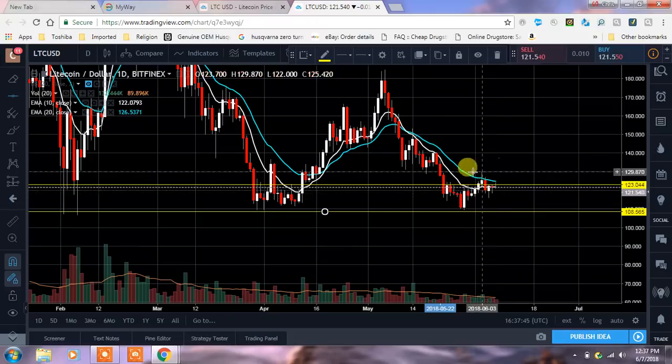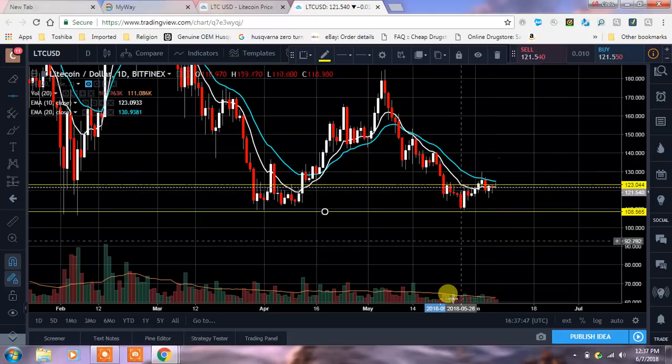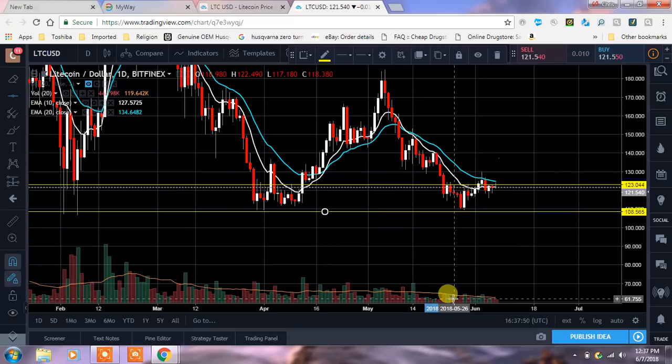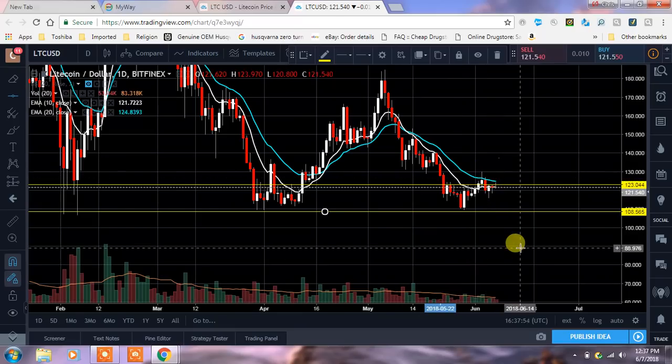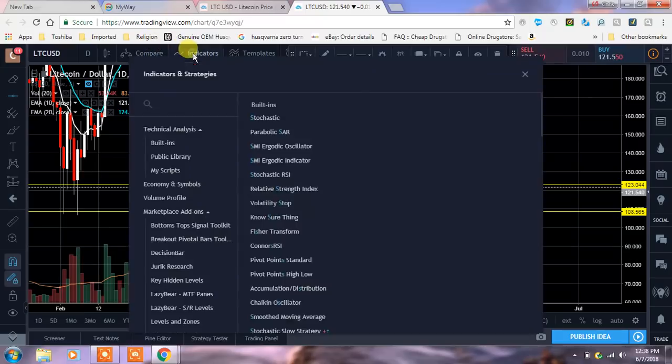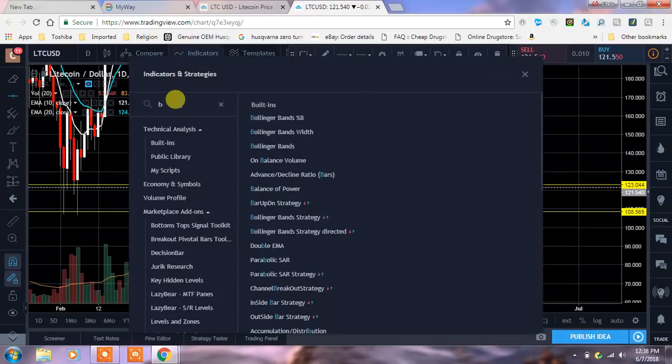And then we're going to see if we can move up and bust through that 10 and the 20 EMA, which we need to get over. They're acting as resistance here on the 1 day. And let's pull out our Bollinger Bands for that as well. Let's take a look.